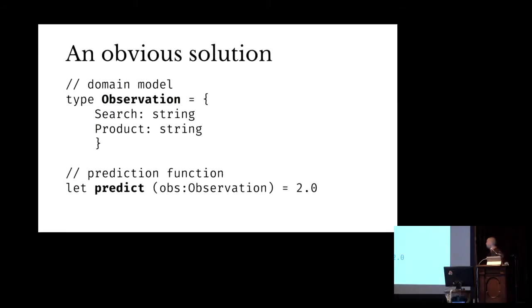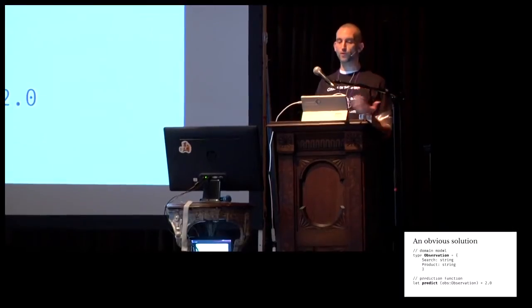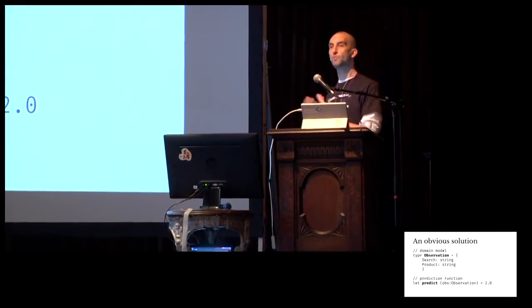If I put my software engineer hat on and not my machine learning hat on, I could really write a solution to the problem, which is going to take me a good 30 seconds. So this is a possible F# solution. I could write a domain model, where I have observations. An observation is a search string and a product string. And what I'm trying to do is write a function which is going to predict how good or how bad the result is.